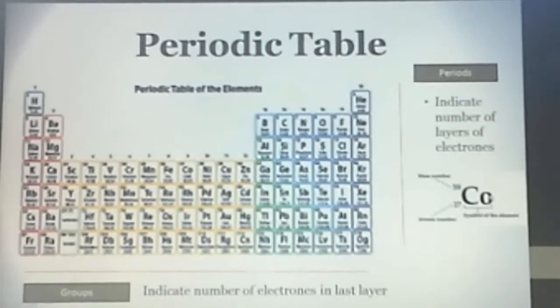For an element, as you can see here, CO, the number above it is the mass number and tells you how much the atom weighs, and the number below it says the atomic number, which helps you to see how many electrons and protons the atom has.